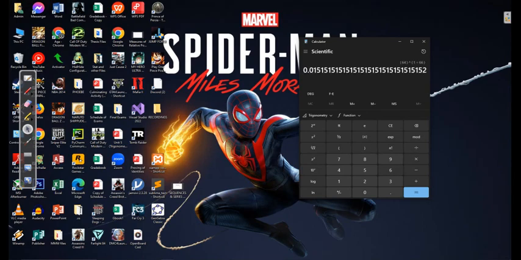So 1 divided by 6. So nag-ano tayo? 1 divided by 6. So it would give you 0.17. So let me just check that one sa calculator, no? So yung sixth root ng ating 64 raised to 1 divided by 6 is going to give you 2.